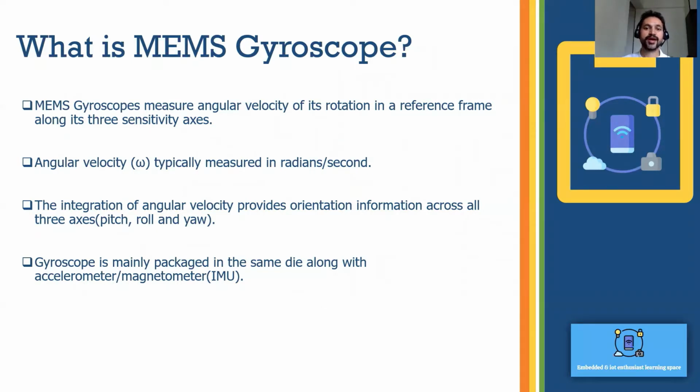So what is a MEMS gyroscope? A MEMS gyroscope, often called an angular rate sensor or rotation sensor, measures the angular velocity of its rotation in a reference frame along all three axes. So we can have x-axis, y-axis, z-axis, and we can have rotation along all three axes. And the MEMS gyroscope measures the same thing.